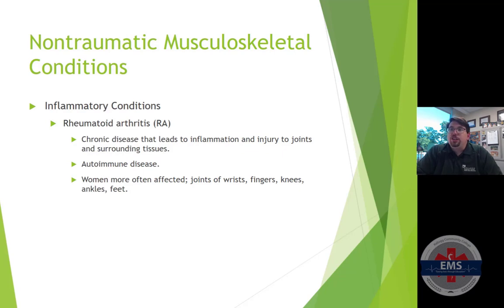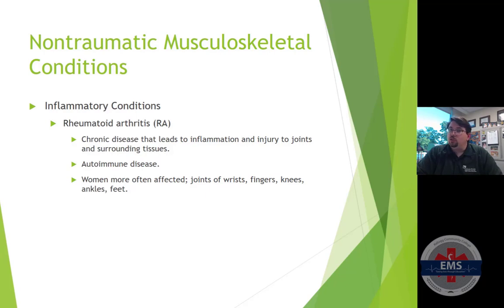One of the big inflammatory conditions we deal with is RA, or rheumatoid arthritis. Again, a chronic disease that leads to the inflammation and injury to joints and surrounding tissue. It is an autoimmune disease. The body actually attacks itself, right? And it leads to the damage of these joints based on the autoimmune response. We know it's more common in women than it is in men, and it definitely has a major impact on joints of the wrist, fingers, knees, ankles, and feet.